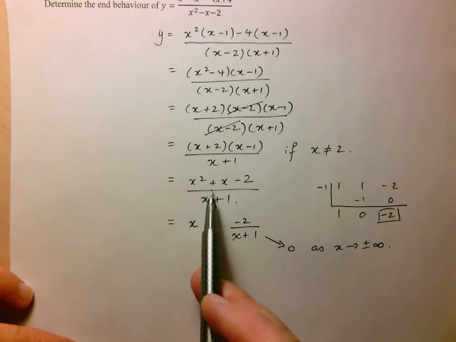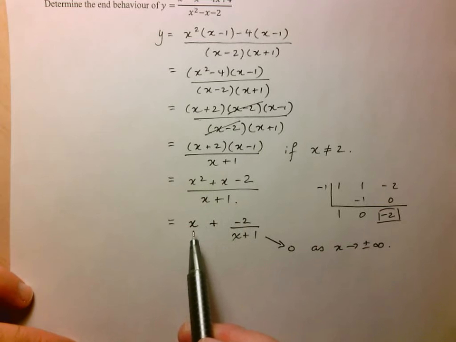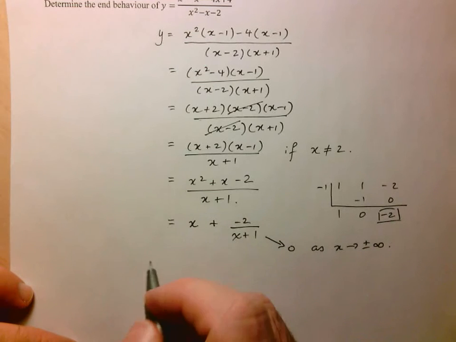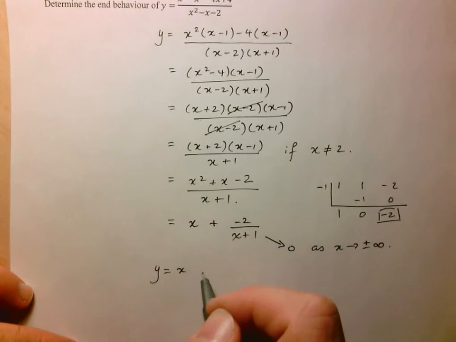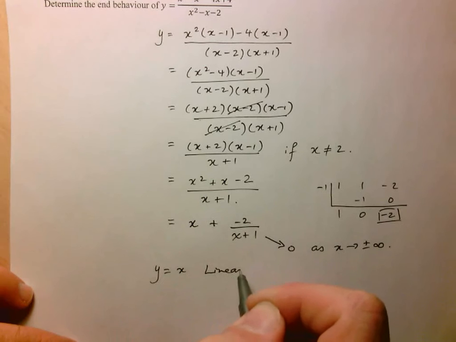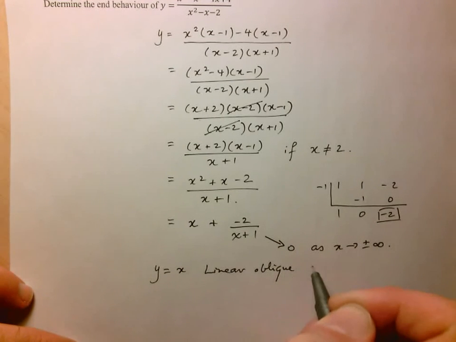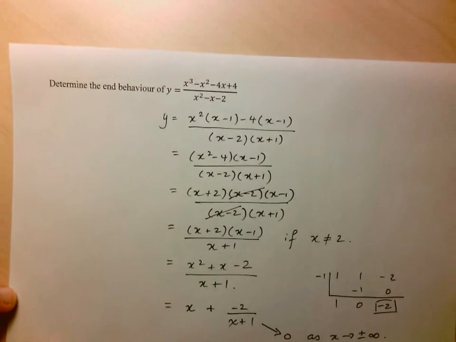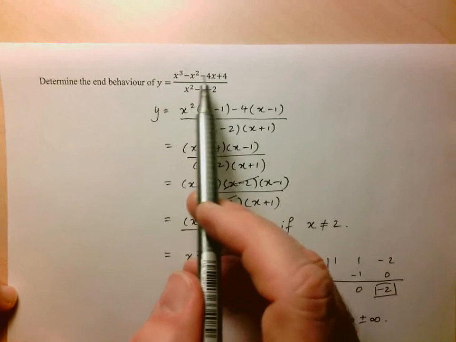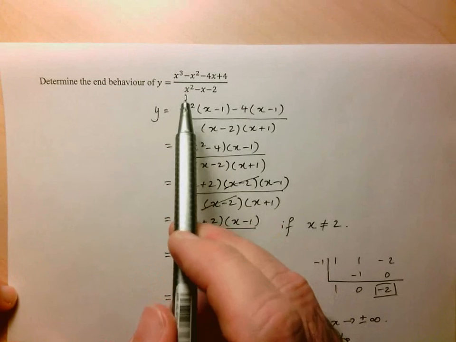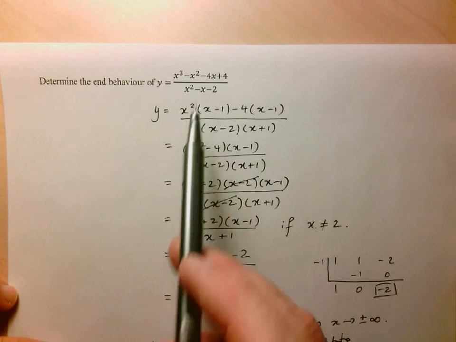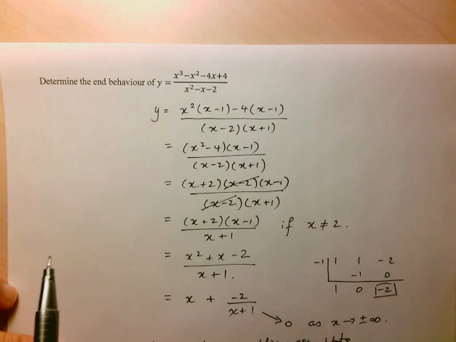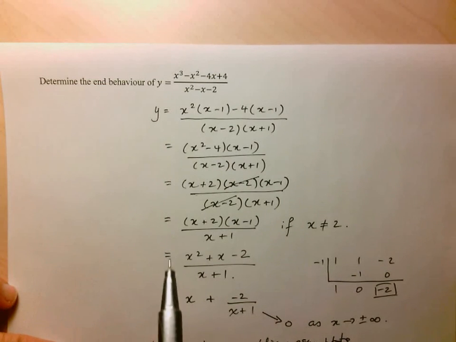That means this function starts to look more and more like the function y equals x as x gets very large or very small. So y equals x is called a linear oblique asymptote. By the way, we would have gotten the exact same quotient had we divided this cubic by this quadratic, although of course we would have had to use long division instead of synthetic division.